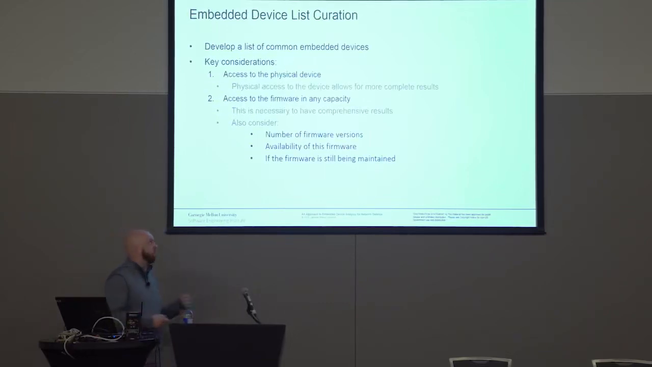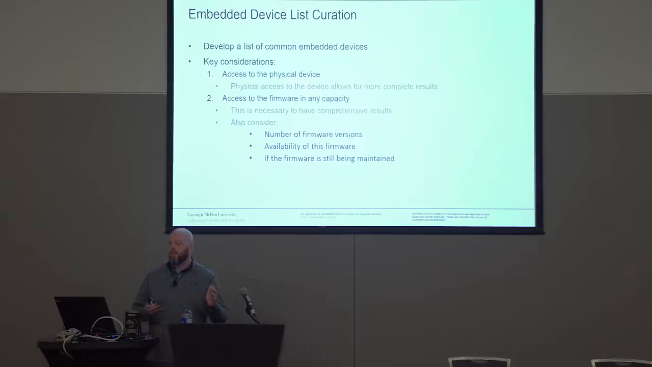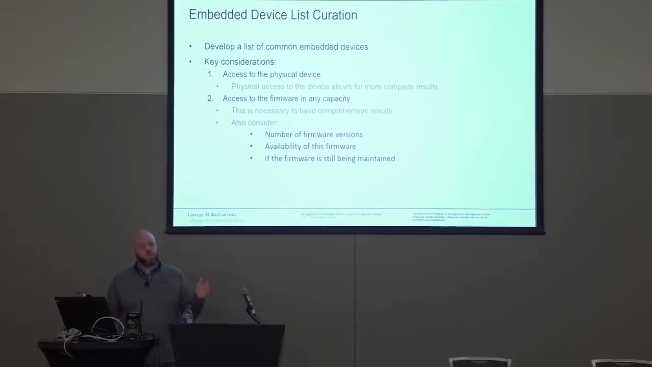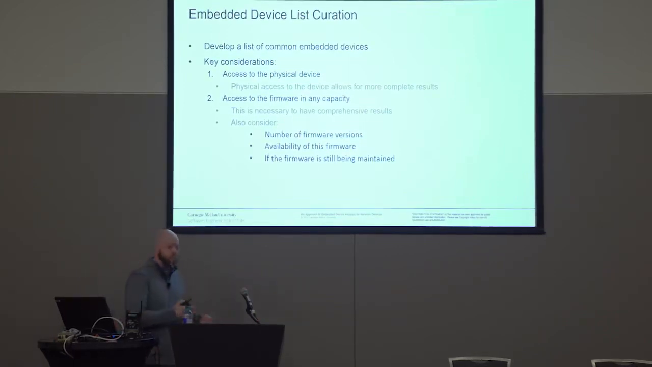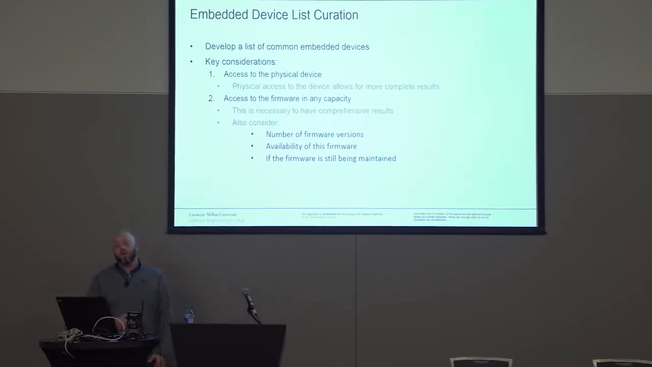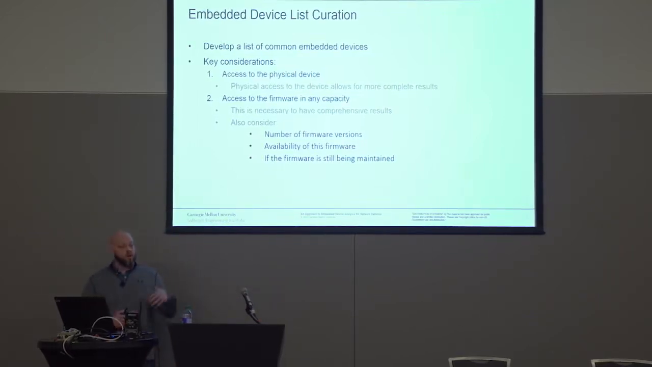So embedded device list curation is just a long phrase to say, figure out all the devices out there that you want to look at, right? If you want to look at webcams for a specific company, let's get all the information about those webcams for that specific company. The idea is to access the physical device. Actually having that will help you get more complete results. Obviously, if you can't get access to that embedded device, hopefully there's a way to get access to the firmware that's out there. And at the same point in time, collect all the firmware.